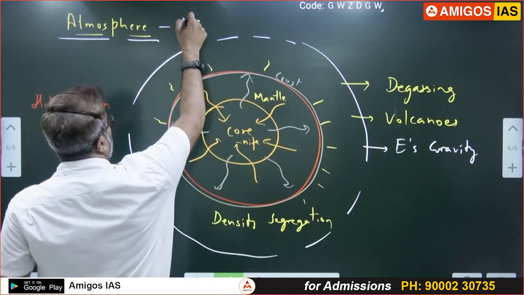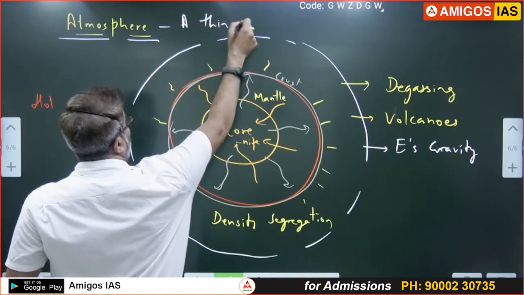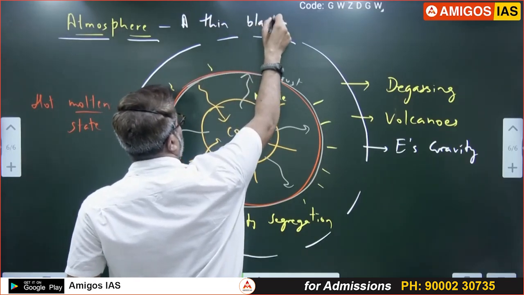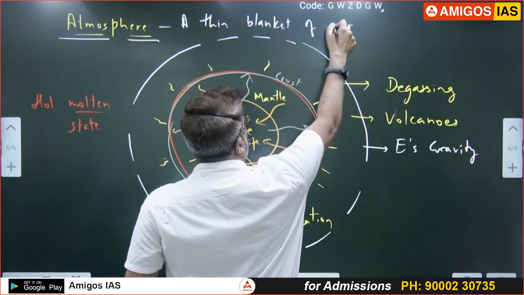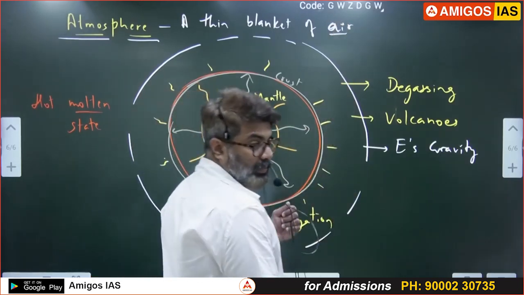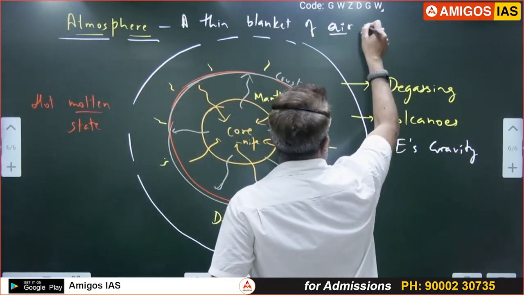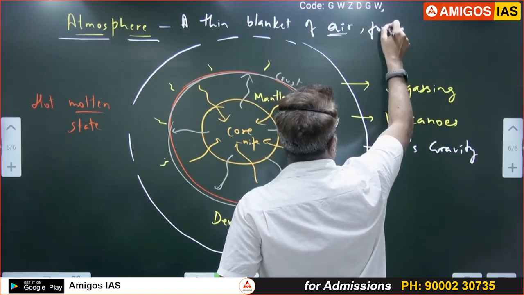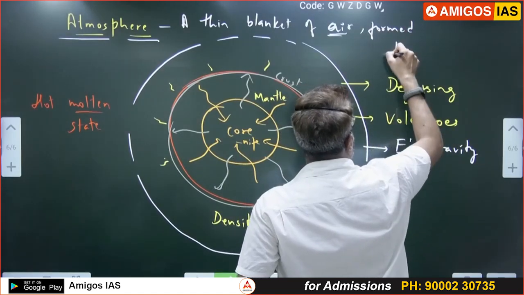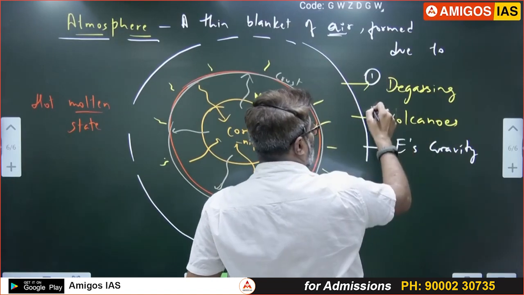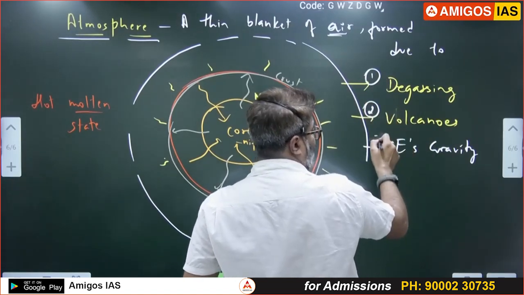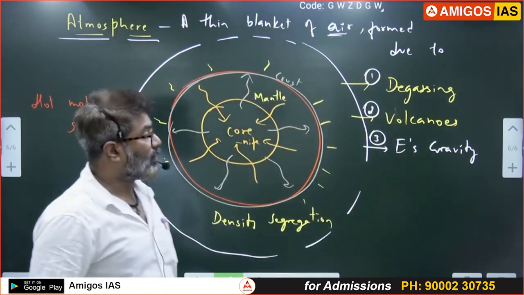So please remember, atmosphere, please write, is a thin blanket or envelope of air, formed due to 1. Degassing, 2. Volcanoes, 3. Earth's gravity.